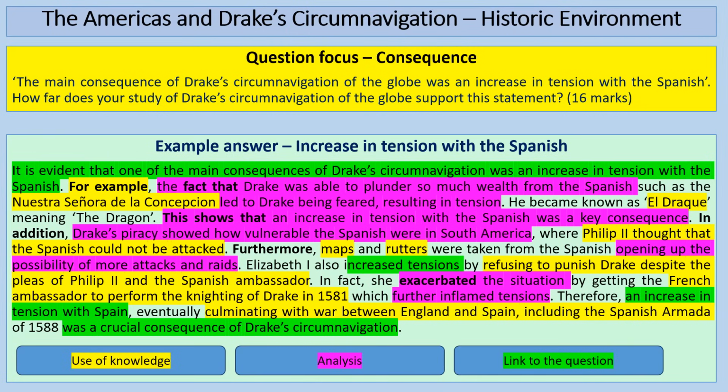In addition, Drake's piracy showed how vulnerable the Spanish were in South America, where Philip II thought the Spanish could not be attacked. Furthermore, maps and rutters were taken from the Spanish, opening up the possibility of more attacks and raids. Elizabeth I also increased tensions by refusing to punish Drake despite the pleas of Philip II and the Spanish ambassador. In fact, she exacerbated the situation by getting the French ambassador to perform the knighting of Drake in 1581, which further inflamed tensions. Therefore, an increase in tension with Spain, eventually culminating with war between England and Spain, including the Spanish Armada of 1588, was a crucial consequence of Drake's circumnavigation.